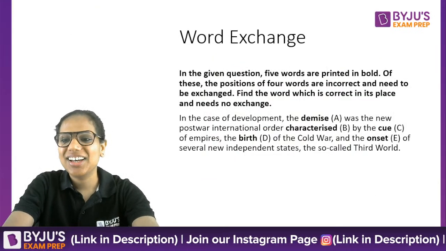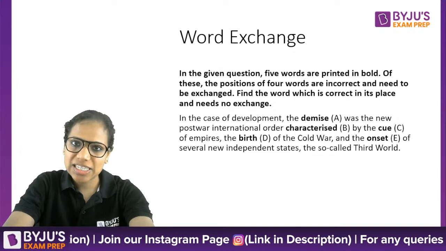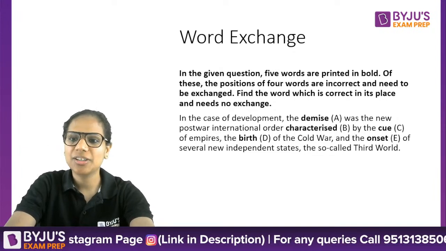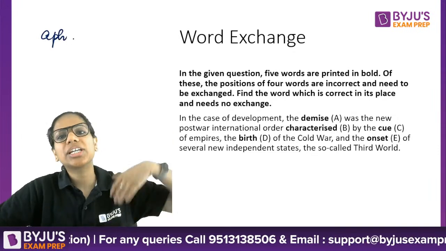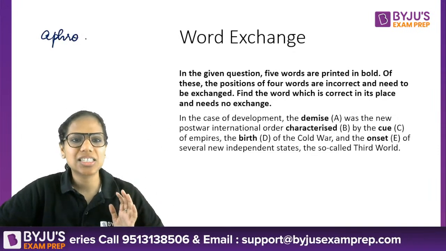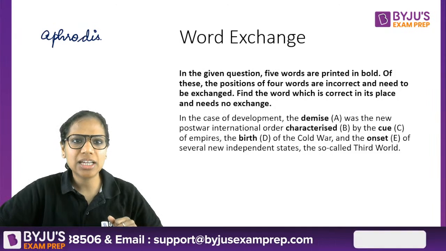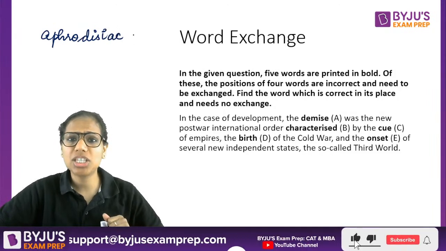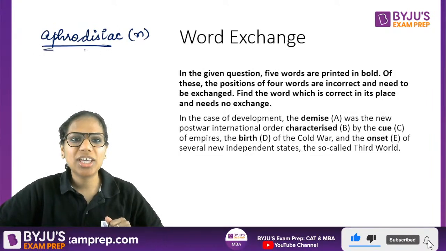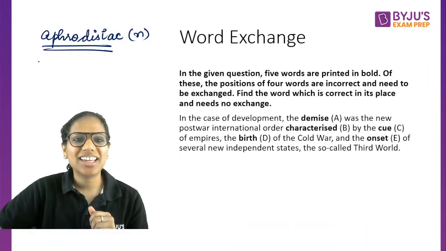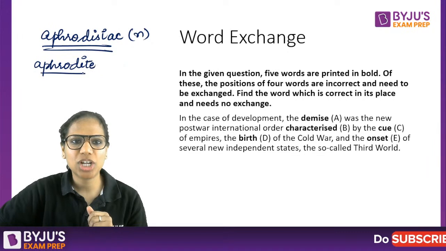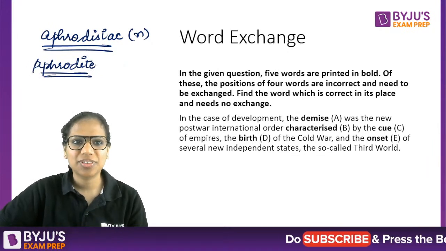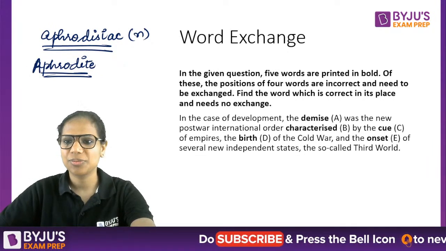Yes, wantonness is a synonym of promiscuity. Correct. Aphrodisiac is related in the sense that it's related to sex. So in that sense, yes, it is related. Aphrodisiac has a very interesting etymology. It comes from Aphrodite. Any idea who Aphrodite is?